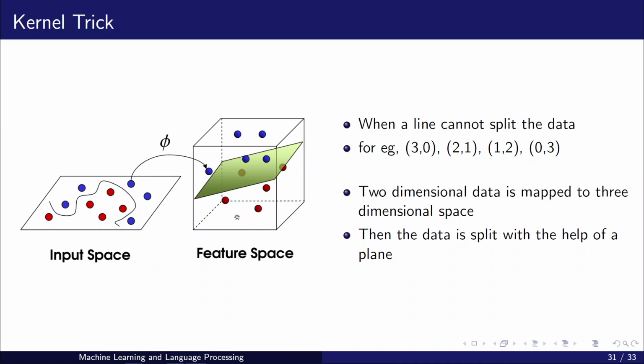So you can split the two data points (3, 0) and (0, 3) into one location, and (2, 1) and (1, 2) into the other location. So you can split by using a plane. That is how we can do it. So you can apply support vector machine even when the input space is like this. That is the case of 2 to 3 dimensional mapping. You can do it using higher dimensions as well. That method is called the kernel trick.